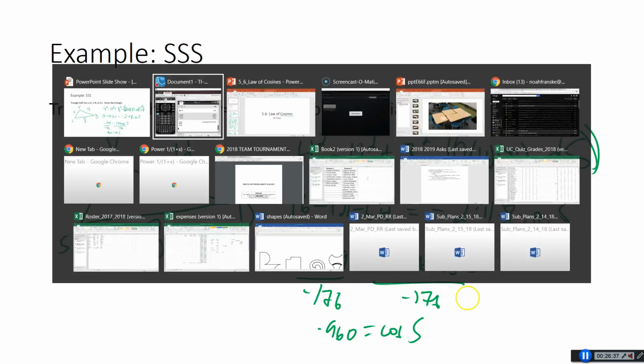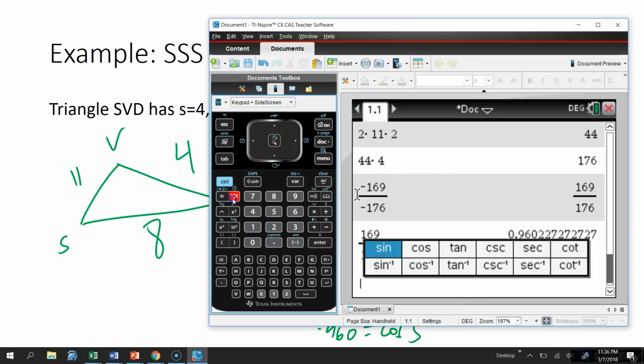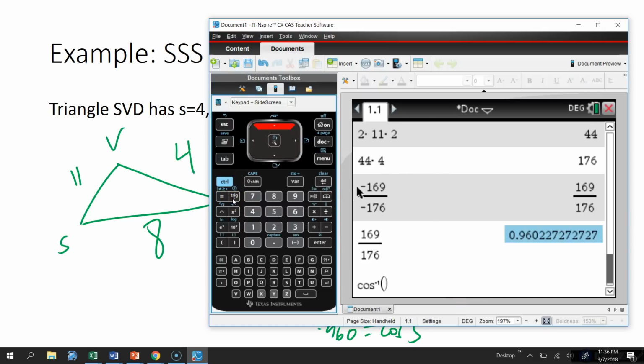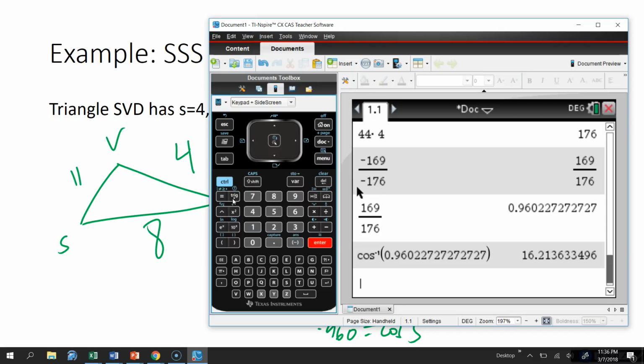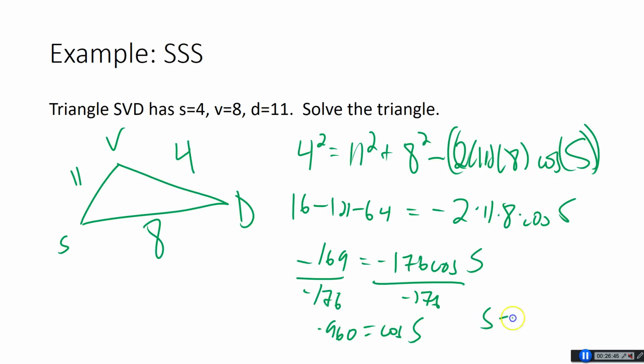Then to undo that, I did cosine inverse. So I go to my trig, cosine inverse, grab that guy, and we get 16.213. This is how we go. So 16.213 is S.